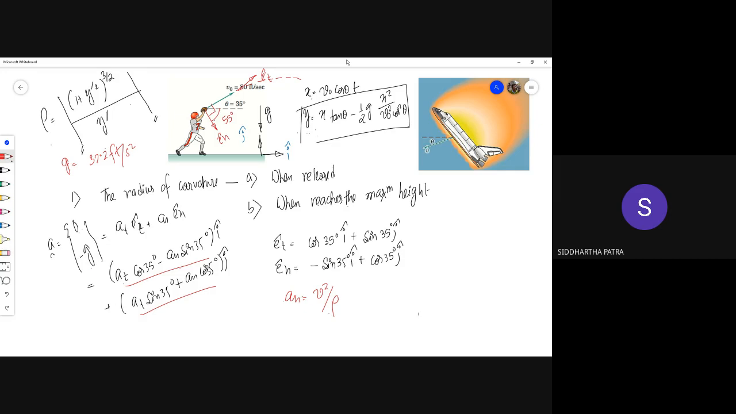Okay, now what changes when the object reaches the maximum height? When the object reaches the maximum height, this time the tangential direction is along i, and the normal direction is along negative j. So that is the difference.